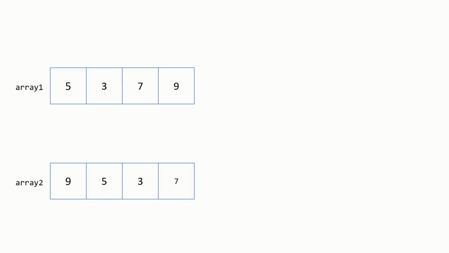Say we have this array of size 4 containing integers 5, 3, 7, and 9. To shift it right, we move each element one spot to the right. The element that is at the end of the array will wrap around to the beginning.